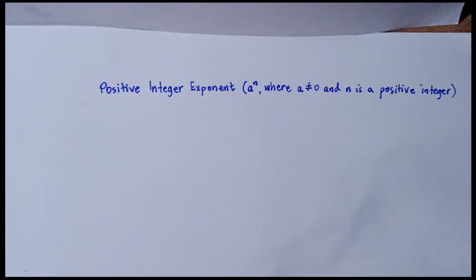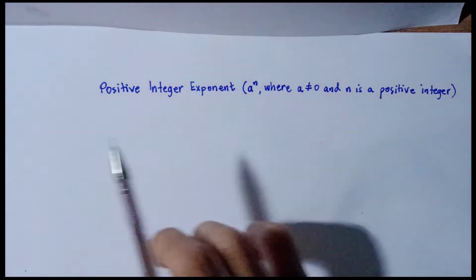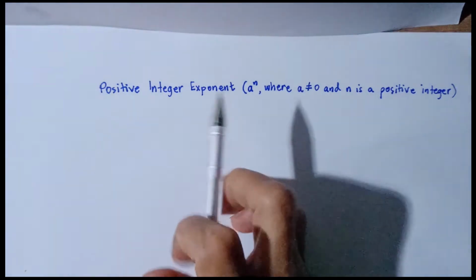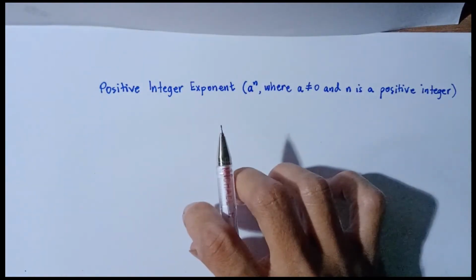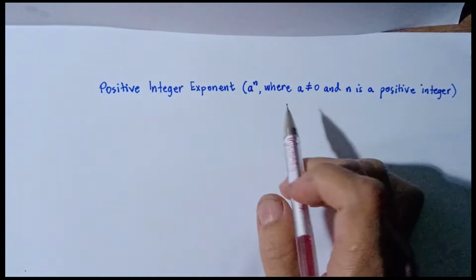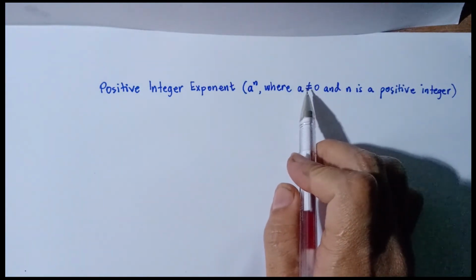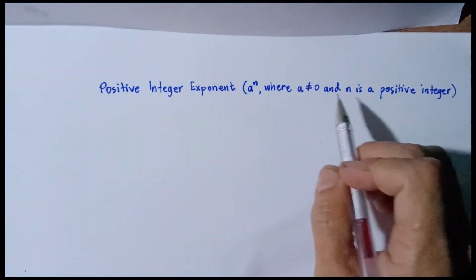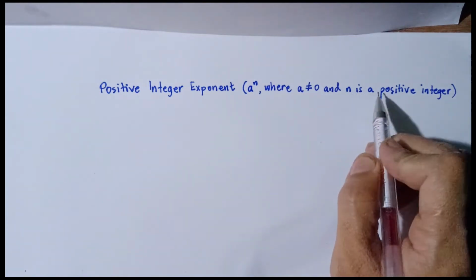For today's video, I am discussing the positive integer exponent a^n, where a is not equal to 0, and n is a positive integer.